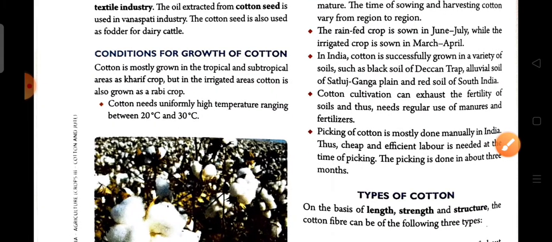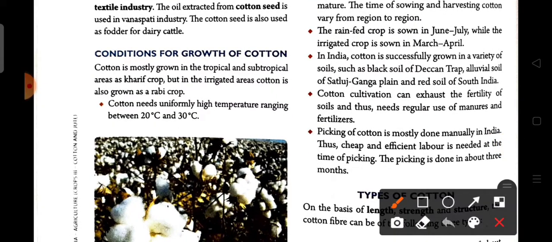Now we are going to discuss the conditions that are needed for the growth of cotton. Cotton is mostly grown in the subtropical and tropical regions. The tropical and subtropical regions lie in both hemispheres, 0 to 30 degrees being tropical and 30 to 60 degrees subtropical. The cotton crop is mainly grown as a kharif crop, but in irrigated areas it is grown as a rabi crop.